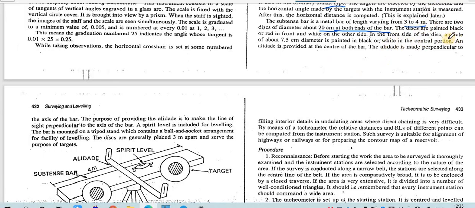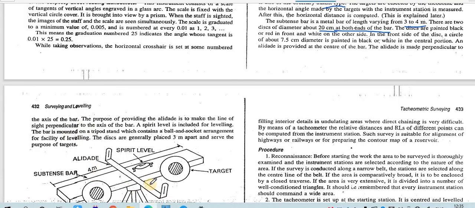In the front side of the disc, a circle of about 7.5 centimeters is painted black and white at the central position. So at the center it has been painted black and white. An alidade is provided at the center of the bar. As you can see, there is an alidade provided. This alidade we have studied in plane table surveying. The alidade is made perpendicular to the axis of the bar.